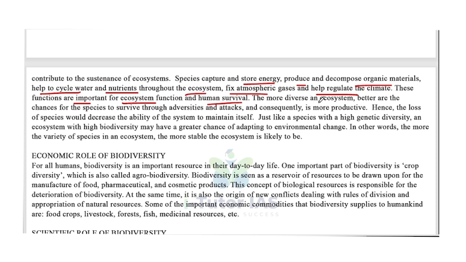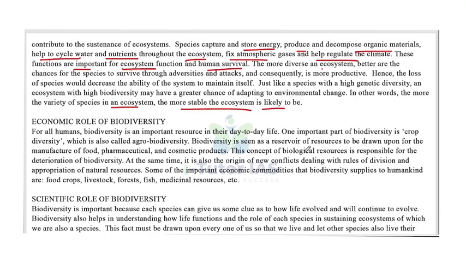The more diverse an ecosystem, the better the chances for the species to survive through adversities and attacks, and consequently it is more productive. Hence, the loss of species would decrease the ability of the system to maintain itself. Just like a species with high genetic diversity, an ecosystem with high biodiversity may have a great chance of adapting to environmental change. In other words, the more variety of species in an ecosystem, the more stable the ecosystem is likely to be.